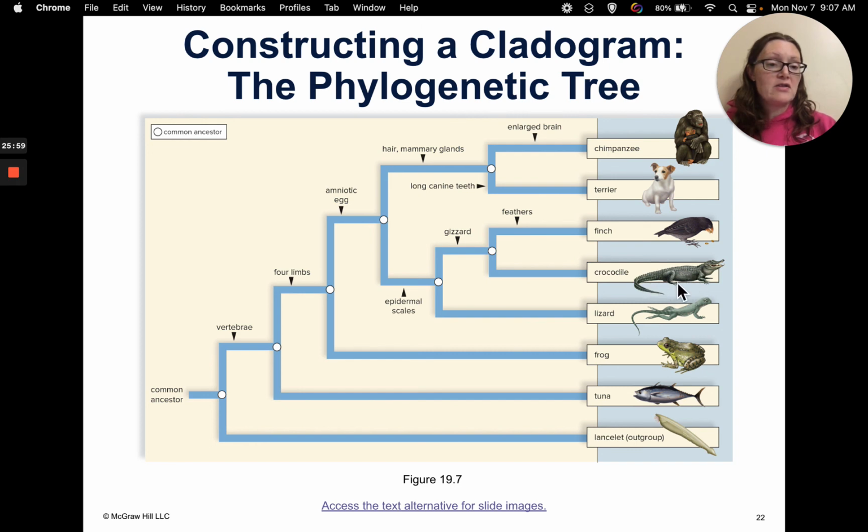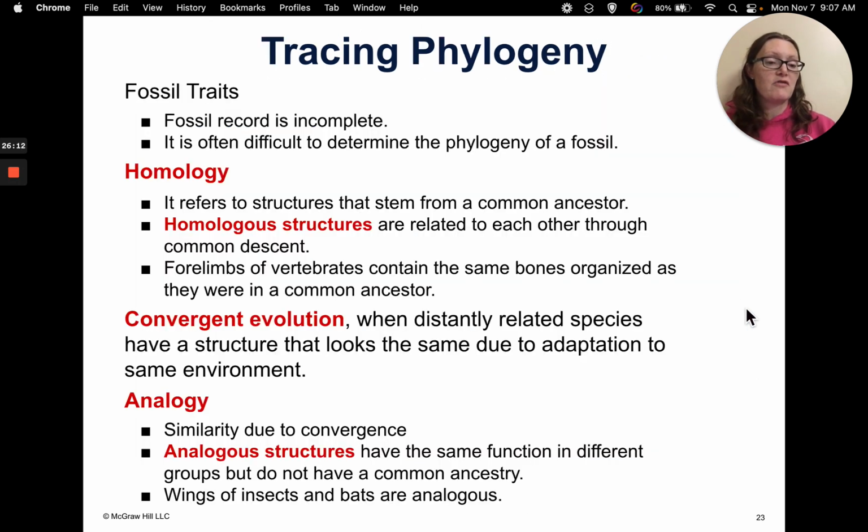Crocodiles and alligators have four-chambered hearts. Birds have four-chambered hearts. Crocodiles make a nest, and birds make a nest. Crocodiles take care of their young. Birds take care of their young. There's a lot of similarities between these two that suggest that they branched off from each other.